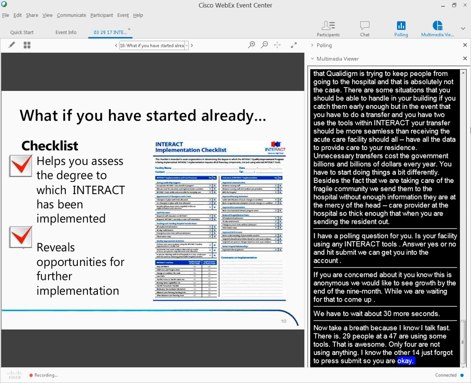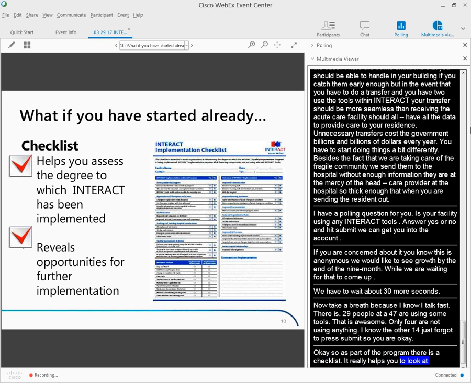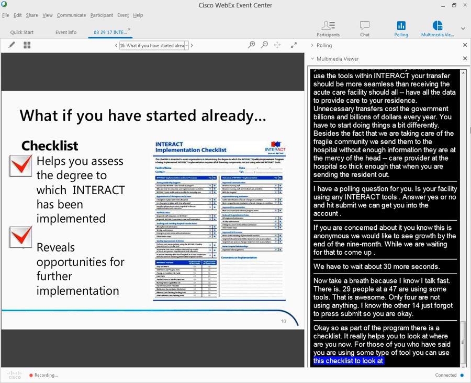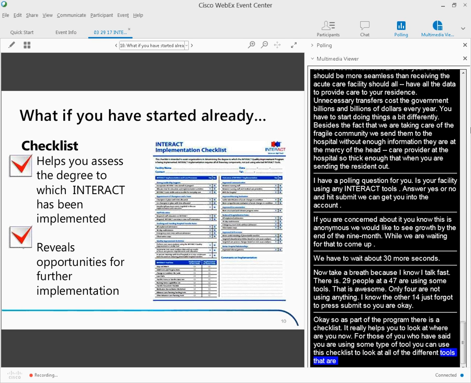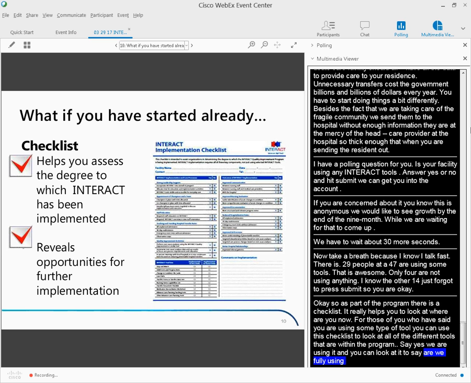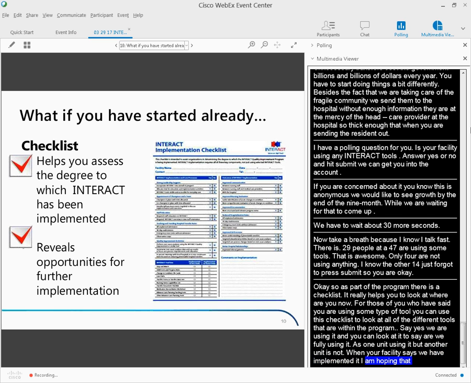Okay, so as part of the Interact program, there is a checklist. It really helps you to look at where you are now. So for those of you who have said you're using some type of tool, you can use this checklist to look at all the different tools that are within the program to say, okay, yes, we're using it. You can even look at it to say, are we fully using it? Is it that one unit is using it, but another unit is not? So when your facility says we've implemented it, I'm hoping that that means that everyone in the facility is using it and using it all the time.